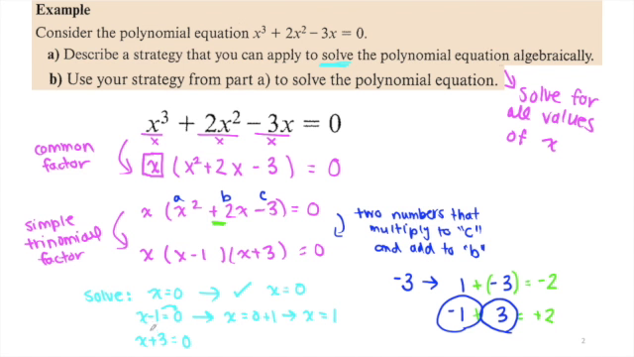Okay, and then again, we don't like this one, so we're going to bring the 3 over to the other side just by subtracting it. So you're going to get 0 minus 3. So x is equal to negative 3. So you get your three answers, 0, 1, and negative 3.